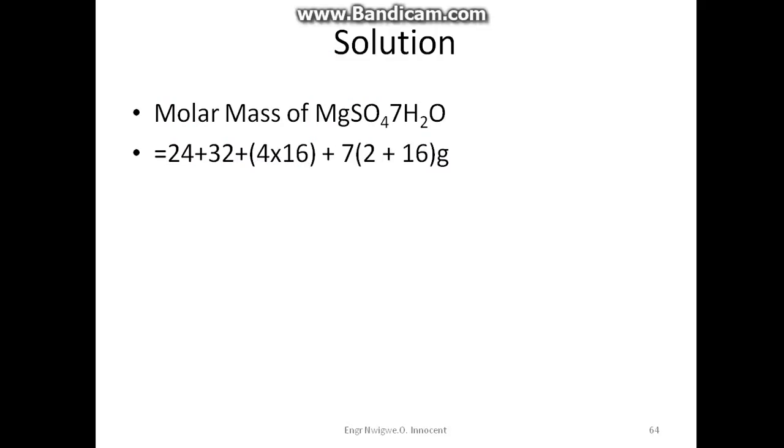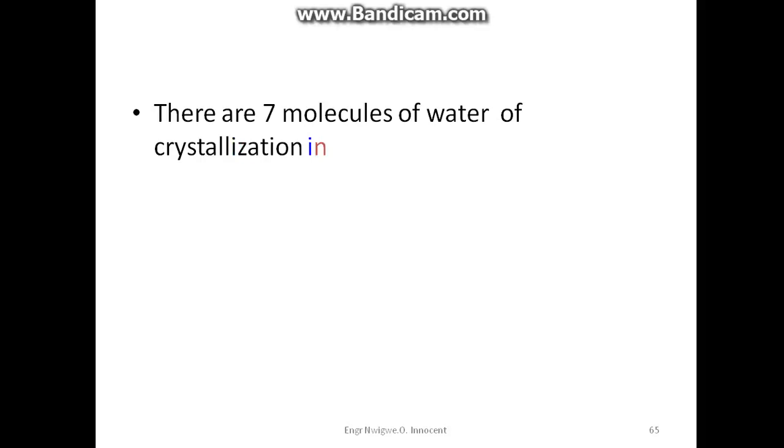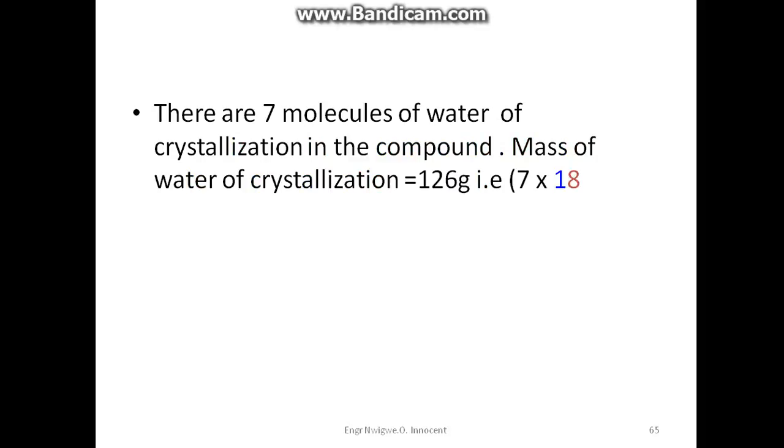Since water has 7 molecules, we multiply it by 7 to get the sum of 24 plus 32 plus 64 plus 126, which will finally give us the answer as 246 grams. Therefore, there are 7 molecules of water of crystallization in the compound. The mass of water of crystallization is equal to 126 grams, that is 7 times 18.